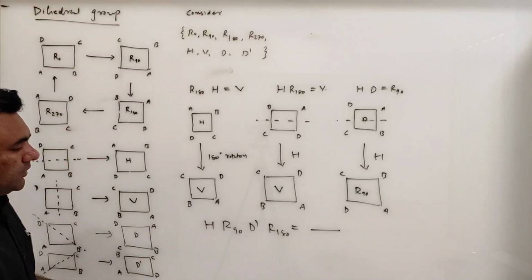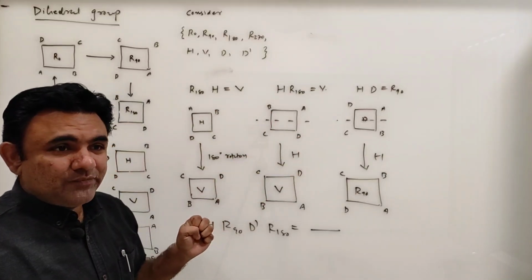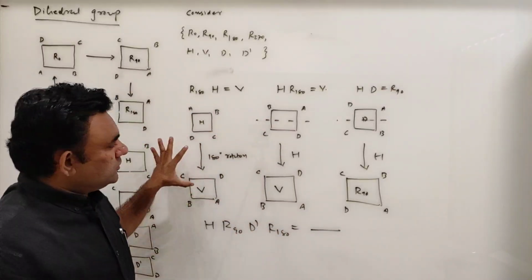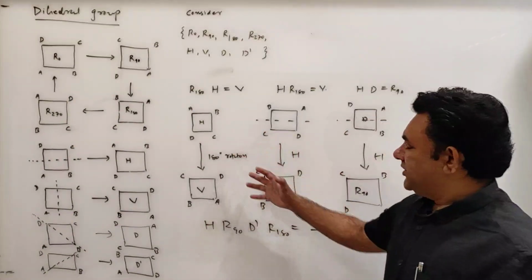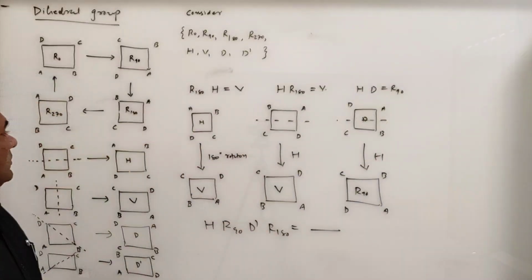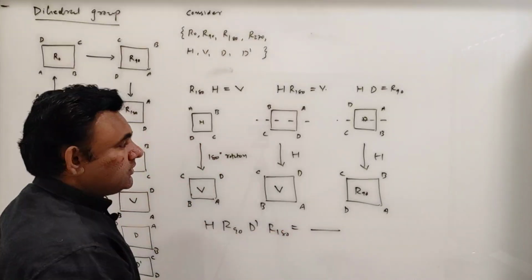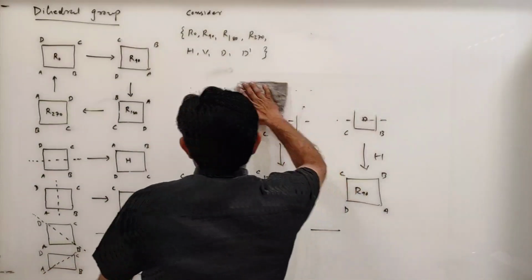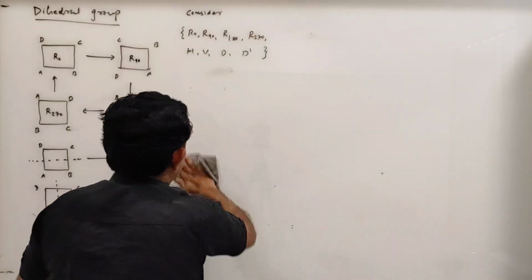But how to compute this? To do this, I need all these figures, and our object is to remove these figures. This is the geometrical approach. But every time it is not possible to draw these figures, right? So we try to remove this process. We'll see how we can remove it. First of all, let me prepare the composition table for this set.